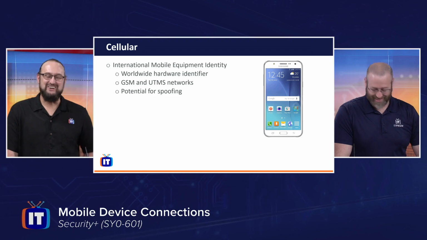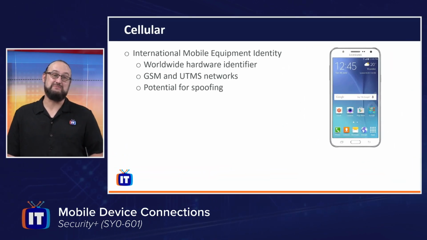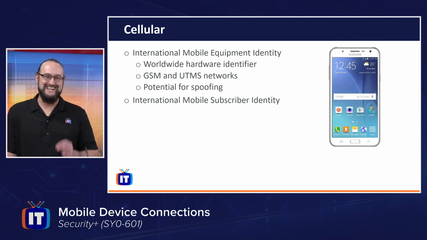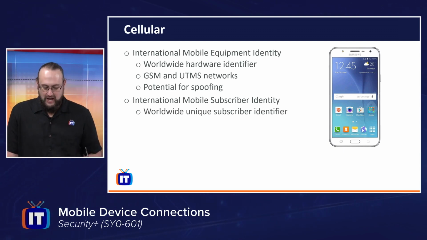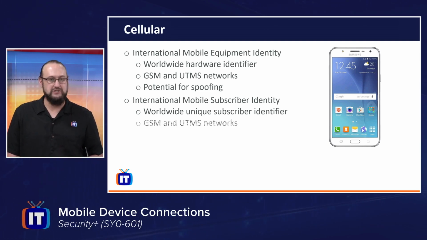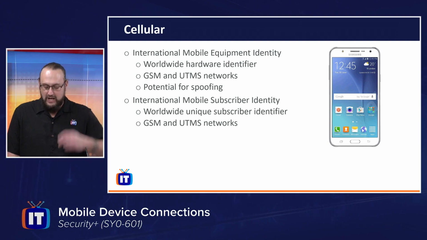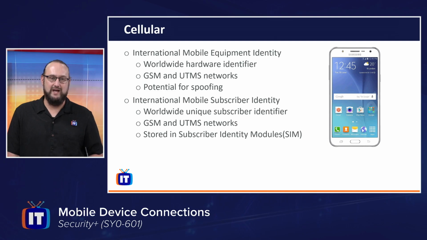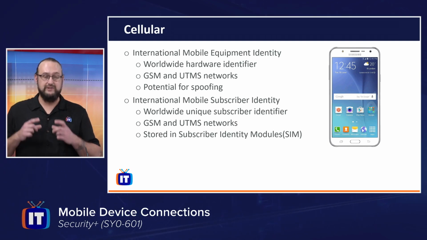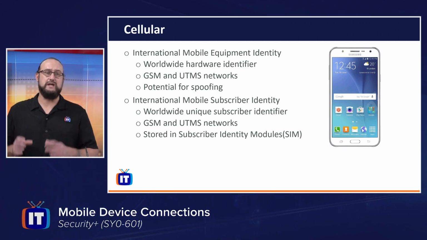That's right. So how do we identify the users themselves? Well, that's where the International Mobile Subscriber Identity comes in, the IMSI, if you will. It's a worldwide unique subscriber identifier, and it is also used in the GSM and UMTS networks, and it is stored inside of a SIM. So if you've ever had a SIM, that information is going to be stored in there. And remember, there are ways that they can potentially spoof that information. So we just want to make you aware of what these are.